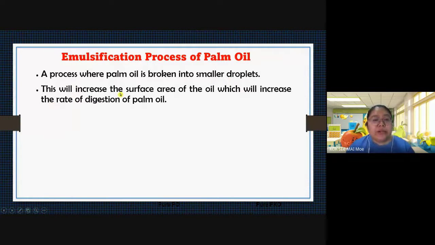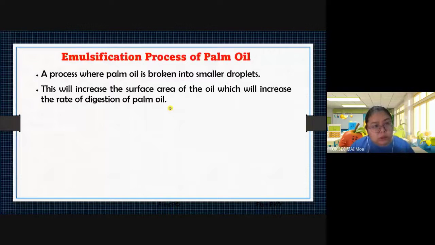This will increase the surface area. When you break it into smaller pieces, you find they are floating up, which means the surface area of the oil increases. When the surface area increases, you find the rate of digestion of the palm oil becomes faster. Rate of digestion means digestion increases, because the surface area becomes bigger.